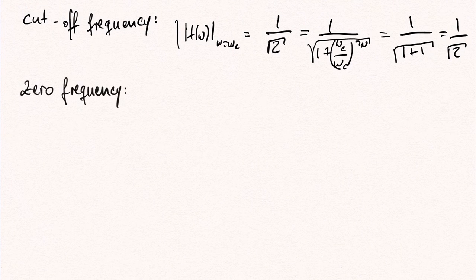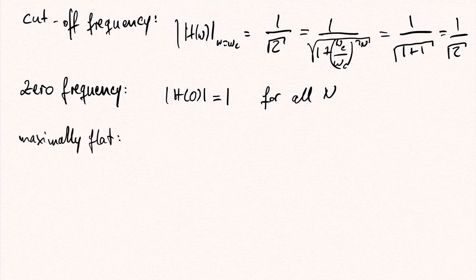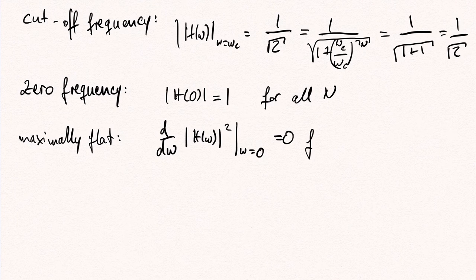The DC behavior of the filter, or the zero frequency behavior, is given by the magnitude of H at 0, which for the Butterworth filter is always equal to 1 for all orders capital N, which means that DC input signals are always scaled with 1. Another property that all Butterworth filters have in common is that they are maximally flat, which means that the first derivative with respect to the frequency omega of the magnitude of the frequency response squared at the frequency equal to 0 is equal to 0 for all n.